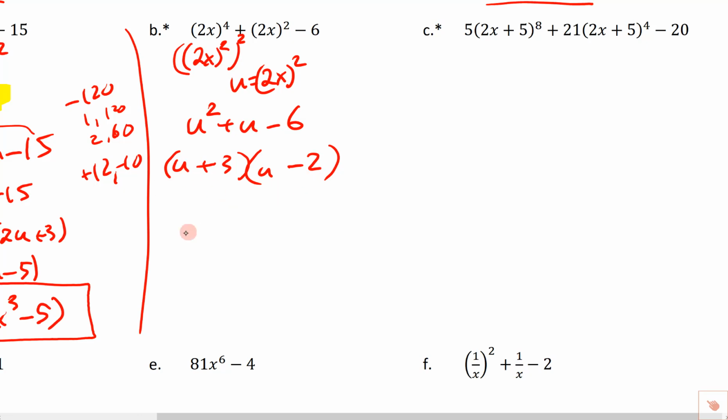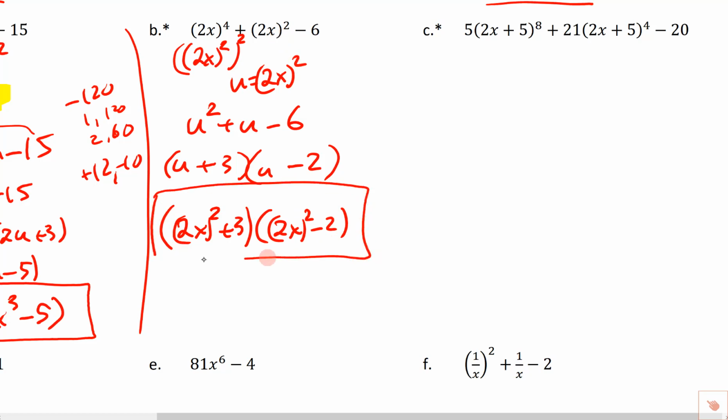So this is the right factoring in terms of u. Now we just reverse this. Wherever there's a u, we're going to put (2x) quantity squared. So this is going to be (2x) squared plus 3, and then (2x) squared minus 2. We're back in terms of the original variable, so we can circle that.